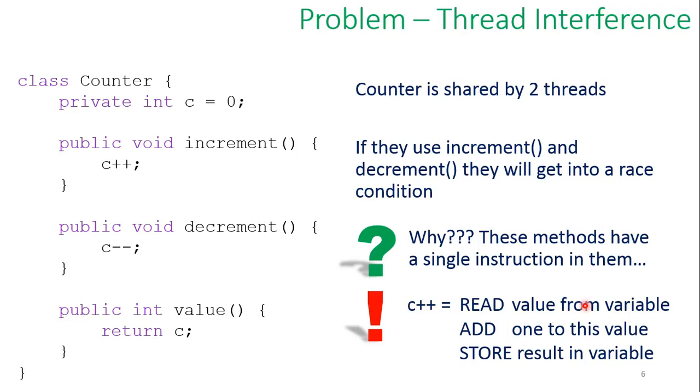You need to read the value that is currently stored in the field C. You need to add 1 to this value in a register, for example. And then you need to store back the result of that operation in memory inside this field. So this is why even the simplest of statements like C++, C--, actually open windows for execution between 2 threads to create mischief. So we're going to take a look exactly at how we can create some mischief here, create a race condition if we have 2 threads, one that tries to increment, one that tries to decrement on a shared object of class Counter.